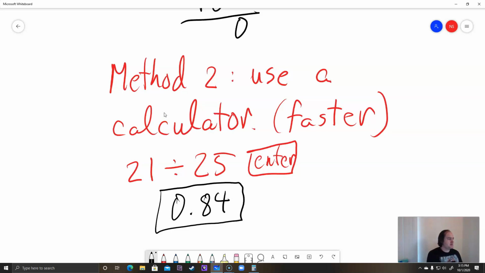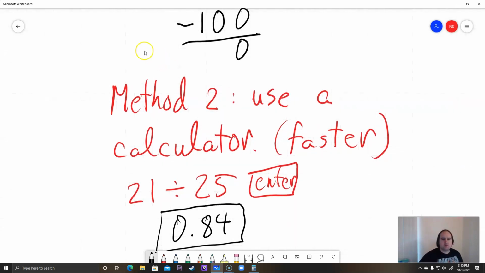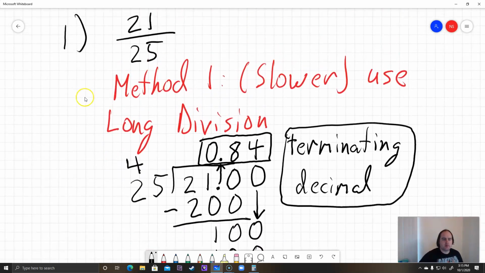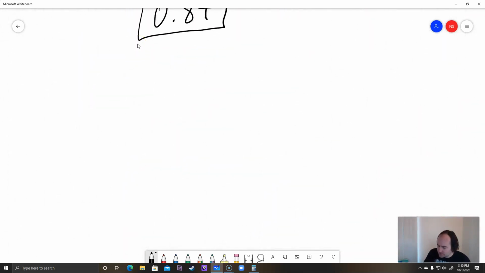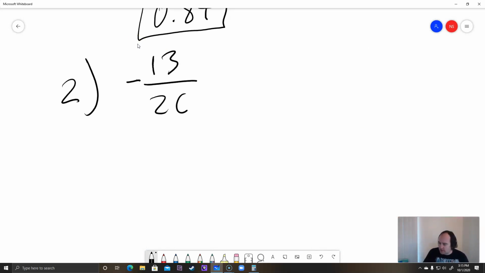Alright, so I wanted to see a couple more. These are usually pretty easy for people, for the most part. Okay, so let's see problem number 2. Problem number 2 is negative 13 over 20. So from now on, I'm just going to be using method 2 to save time.